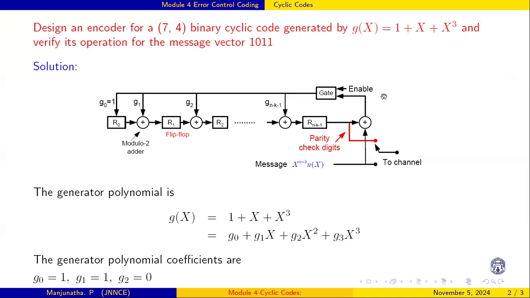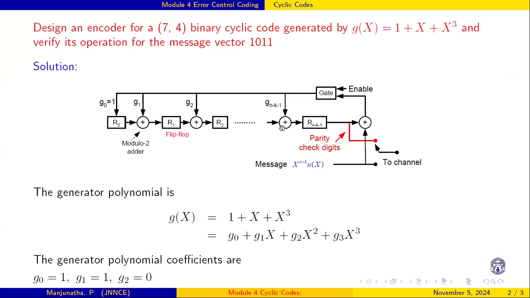This is the general form of an encoder. Here it is written: r0, r1, r2, up to r(n-k-1). And look at this: r0 has a connection g0, g1, g2, up to g(n-k-1). How many registers are actually required depends upon the given n and k values. In this case, n is 7 and k is 4, so 7 minus 4 means we need 3 registers here. The number of registers required is based on the given n and k values.